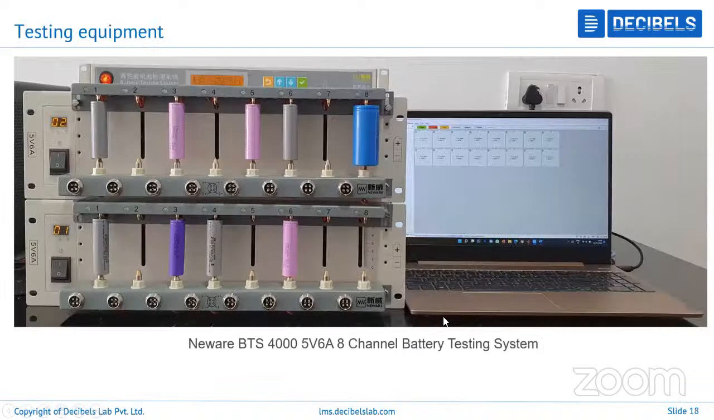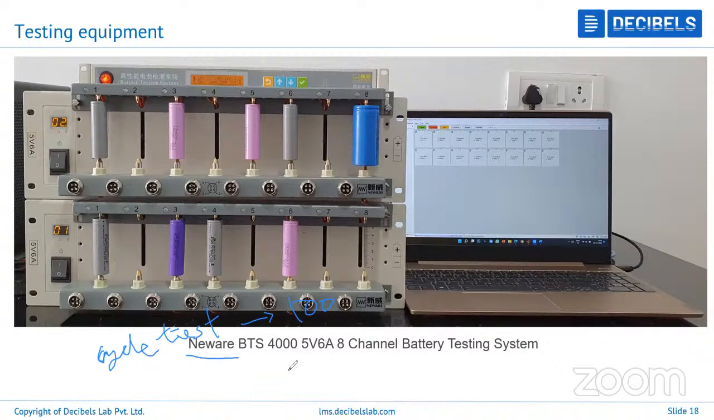Here at Decibels Lab, you can see this is the current testing equipment that we have. As we speak right now, a cycle test is ongoing, and we have completed 100 cycles so far. Our future target is to see what the cell performance would be at around 500 cycles and then at 1,000 cycles. This is the equipment that we use, and the company is Niver.